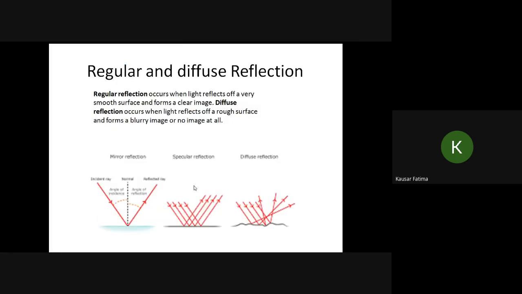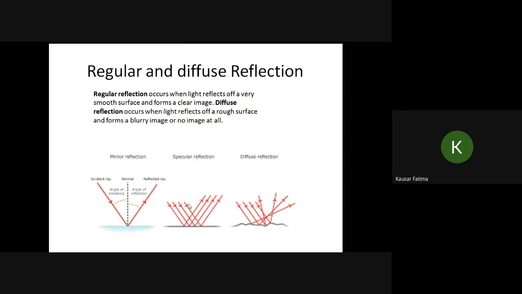Regular and diffuse reflection. Regular reflection occurs when the reflected ray of light falls on a smooth surface, a very smooth surface, and forms a clear image. And diffuse reflection occurs when the ray of light reflects off a rough surface and forms a blurry image or no image at all.